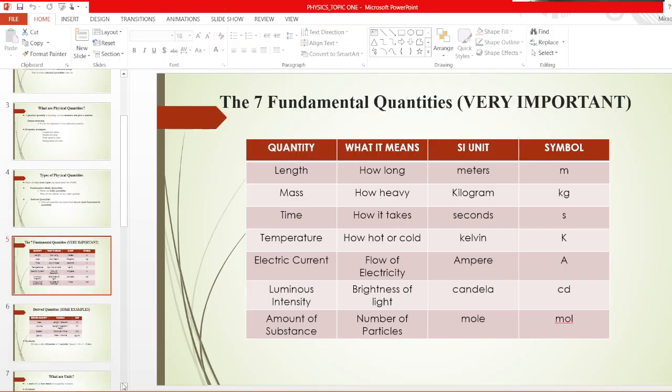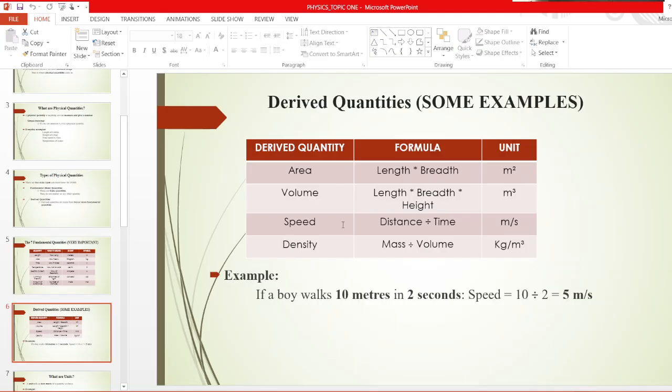Now, having said the 7 fundamental quantities, let's look at derived quantities. Recall, in the course of this lesson, I said derived quantity is a type under physical quantities, and derived quantities are quantities that are made up of two or more fundamental quantities. Please don't get it wrong. Fundamental quantities do not depend on any quantity, while derived quantities comprise two or more fundamental quantities. So let's look at an example.